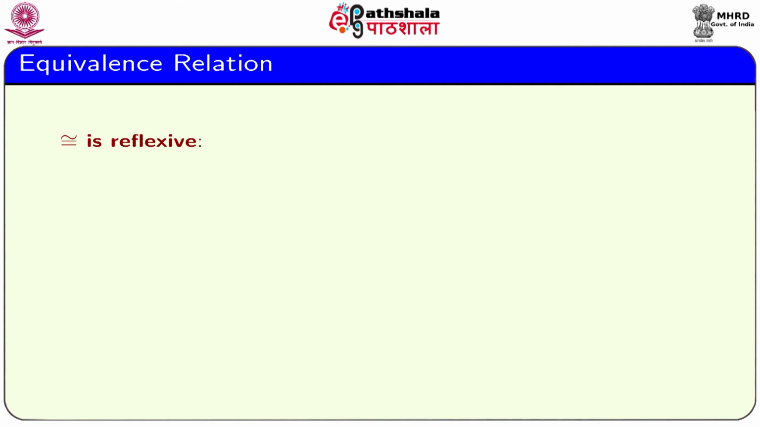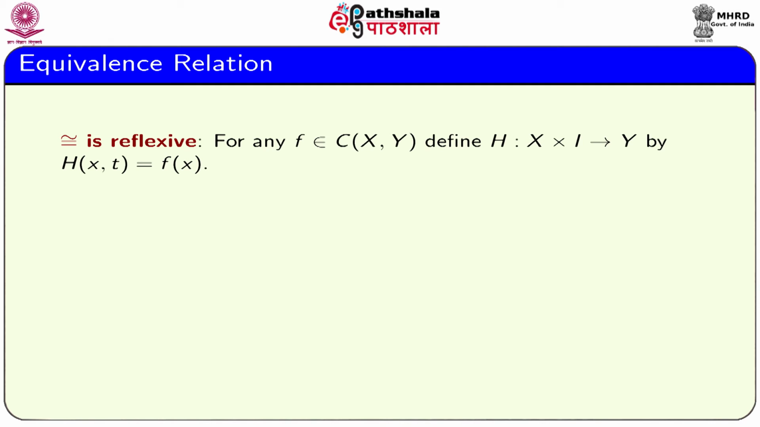So, how do we prove that it is reflexive? We take any function from C(X,Y). So, f is a continuous function from X to Y. We define the map capital H from X cross I to Y by H(x,t) is equal to f(x) for all x belonging to X and for all t belonging to I. Then f is homotopic to f by the function capital H.